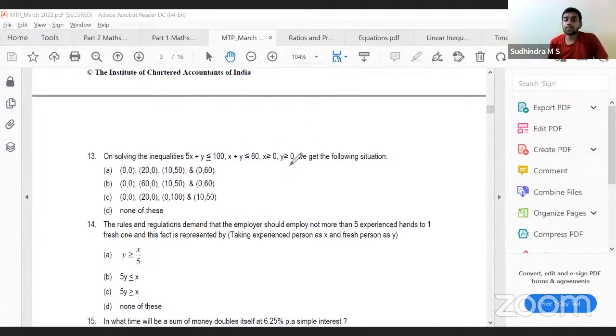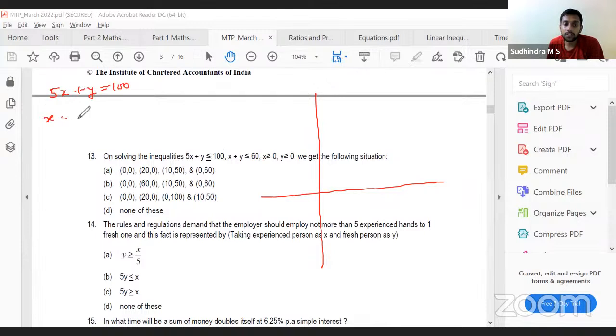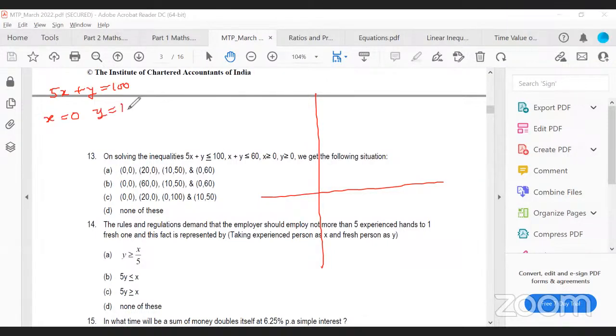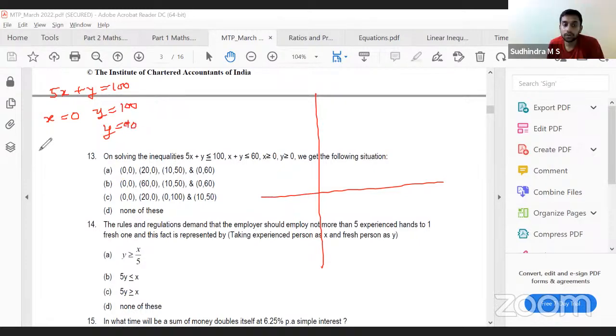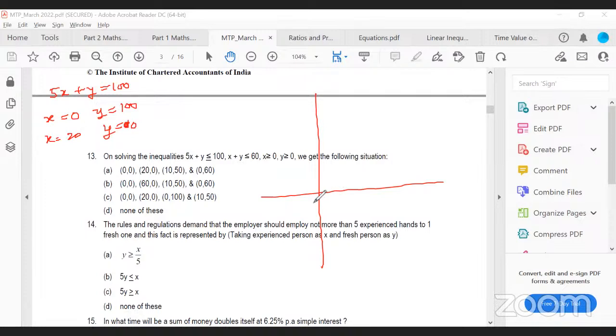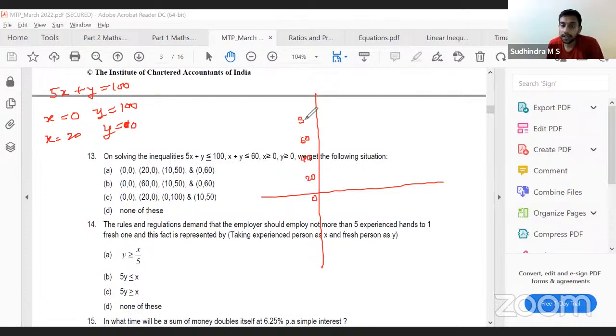On solving the inequalities, we get the following solutions. How do we get these solutions? We have 5x plus y less than or equal to 100, and we need the corner points of the feasible region. First we'll plot them. 5x plus y is equal to 100. So how do I get the points here? If x equals 0, y will be equal to 100. If y equals 0, x will be equal to 20. So 20, 40, 60, 80 and 100.